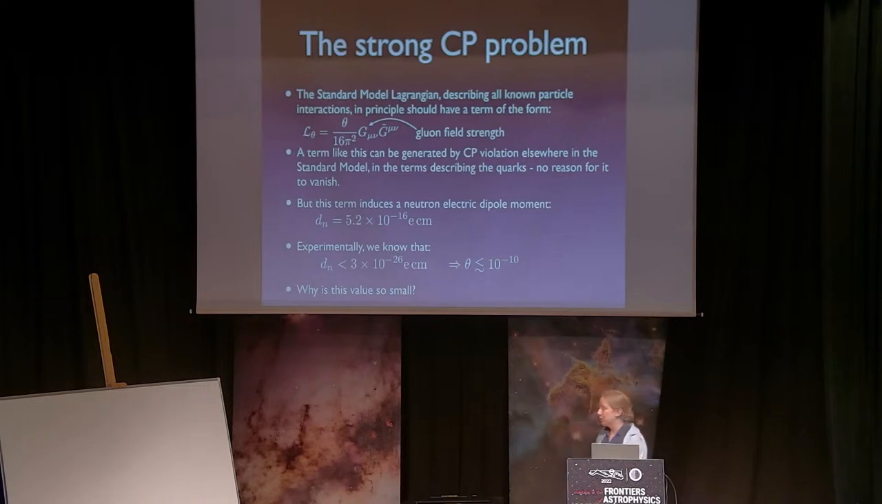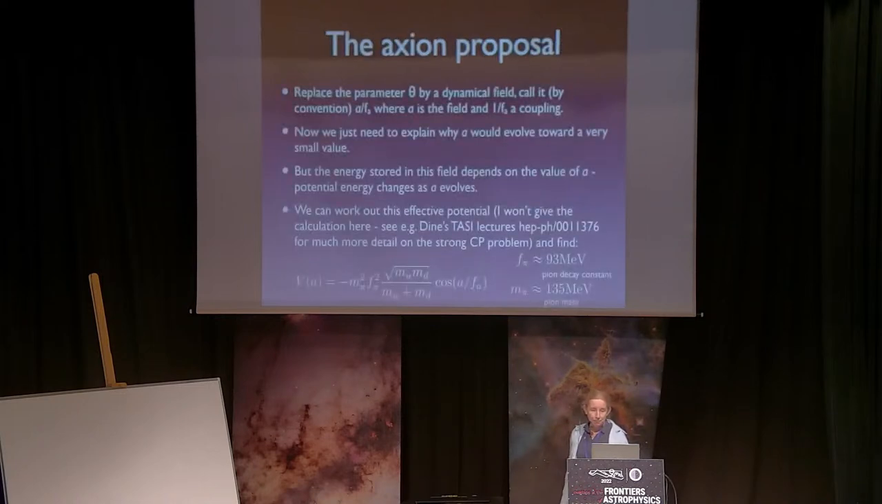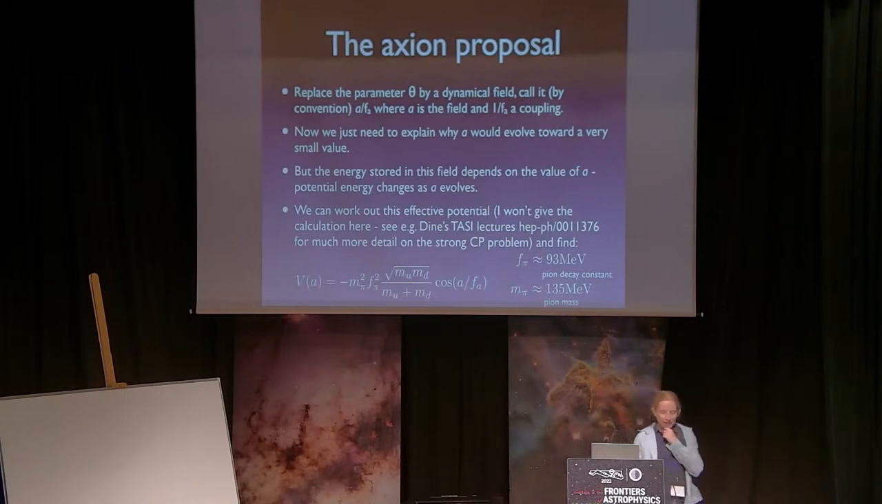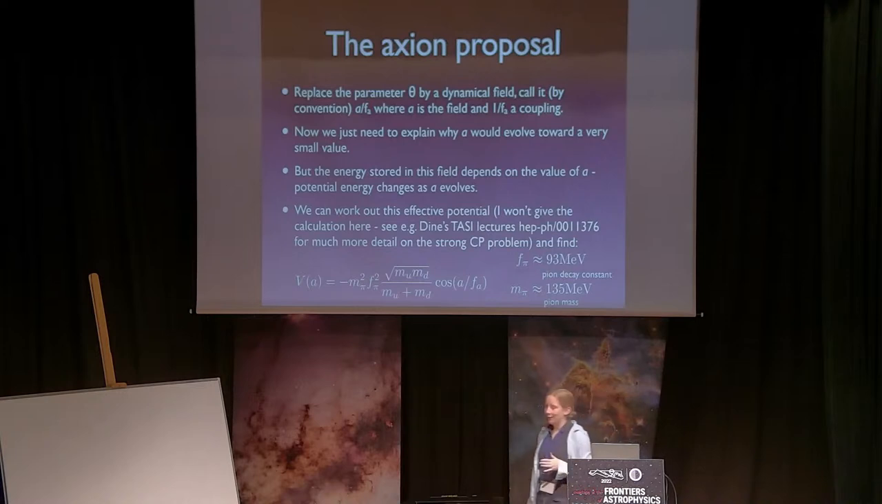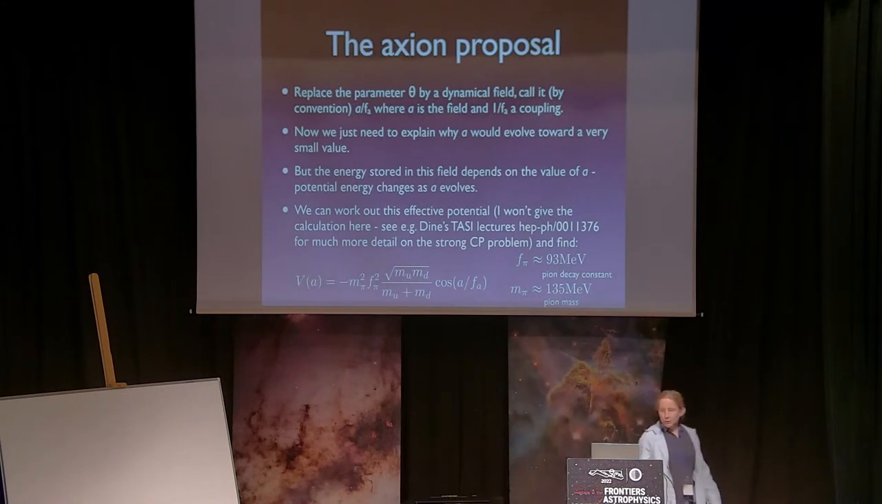I mean, again, just from known standard model processes, you would expect an order one contribution to this theta unless there's something that cancels it out. So the axion proposal is to say, all right, if I see a parameter that appears to be zero, but I have no reason to think it should be zero, let's introduce a dynamical mechanism to make it zero. So let's replace this parameter theta by a dynamical field, which we'll call A divided by FA, where A is the field and 1 over FA is an effective coupling.